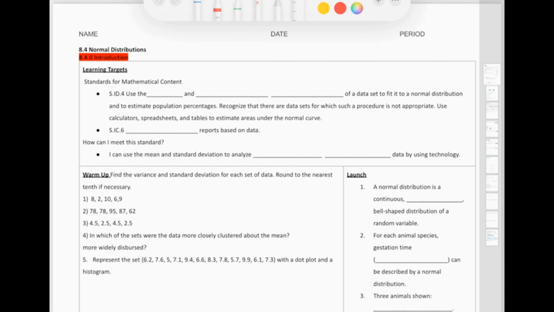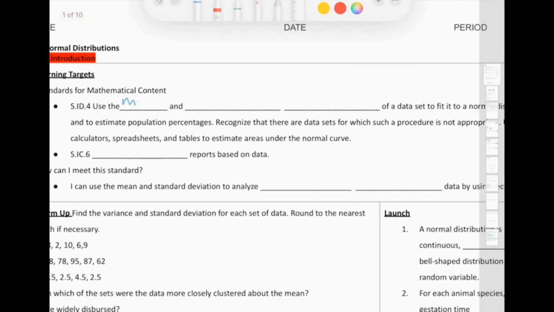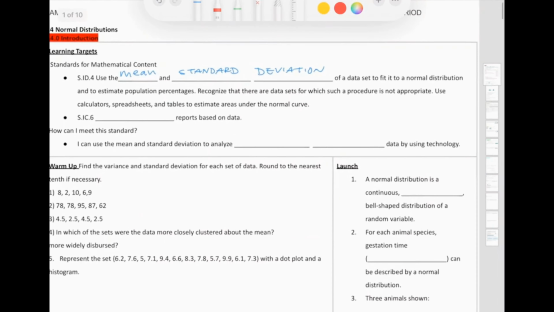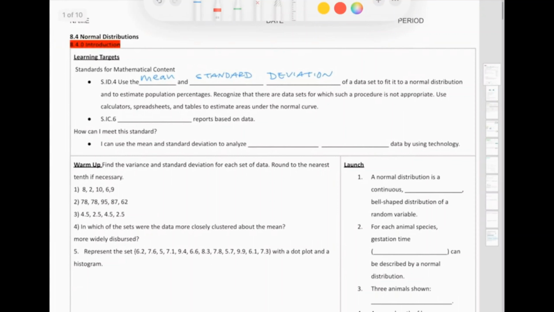Students will use the mean and standard deviation of a data set to fit it to a normal distribution and estimate population percentages. Recognize that there are data sets for which such a procedure is not appropriate. Use calculator spreadsheets and tables to estimate areas under the normal curve.